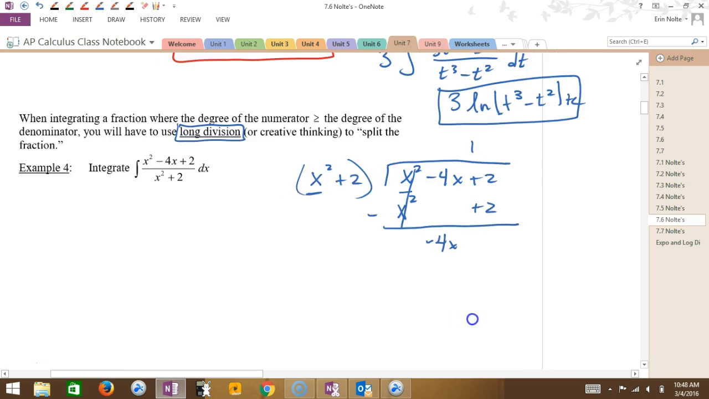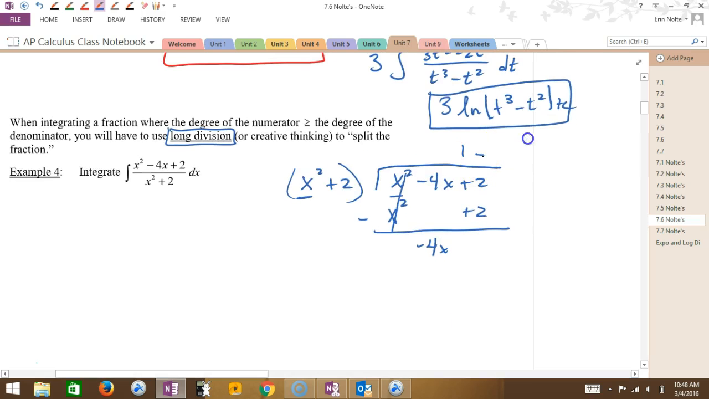So the -4x is the remainder. We write the remainder as minus 4x over the divisor piece. Usually it would be plus, but I just wrote minus instead. So 1 minus 4x over x squared plus 2 is exactly equivalent to the piece I had inside the integral. So I'm going to replace this with 1 minus 4x over x squared plus 2. Whoops, 4x.